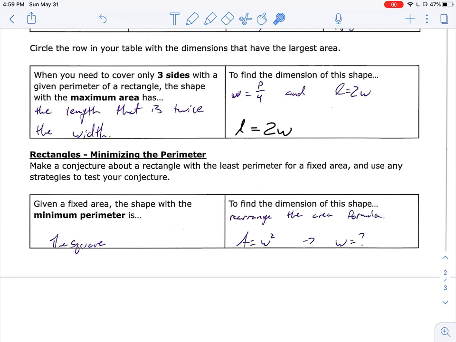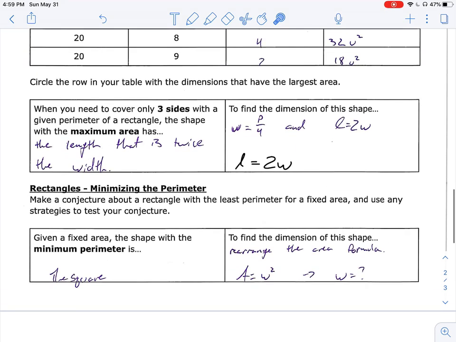So minimizing the perimeter, make a conjecture about a rectangle with the least perimeter for a fixed area, and use any strategies to test your conjecture. So given a fixed area, the shape of the minimum perimeter, or the least amount of space around the outside, is the square. Find the dimension of the shape, rearrange the formula. So our area would be W squared, right?